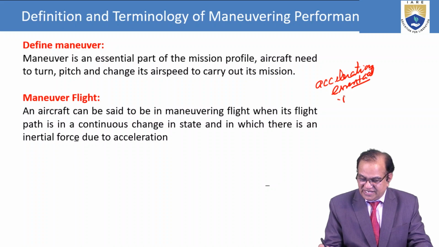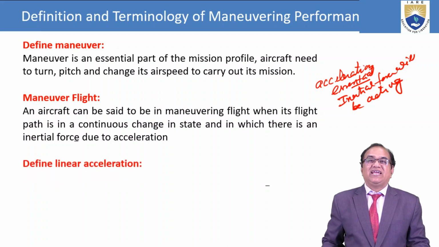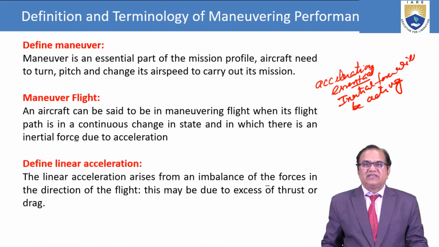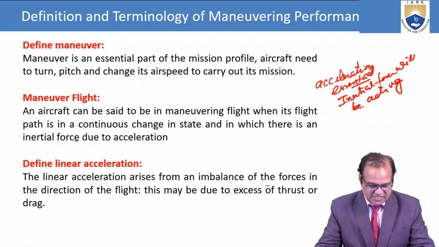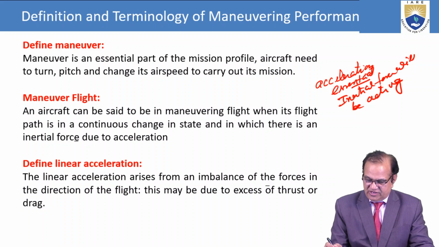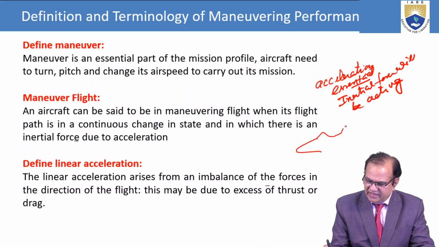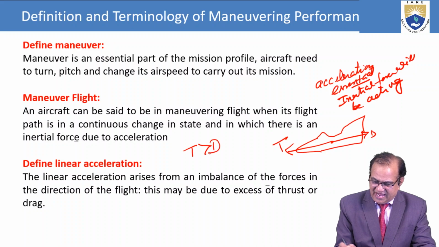And in this, one inertial force will be acting. Define the linear acceleration. The linear acceleration arises from an imbalance of the forces in the direction of the flight. This may be due to the excess of the thrust or the drag. So if you see here, this is the aircraft, this is the drag, and this is the thrust. If thrust is greater than the drag, the aircraft will accelerate. This is the acceleration.